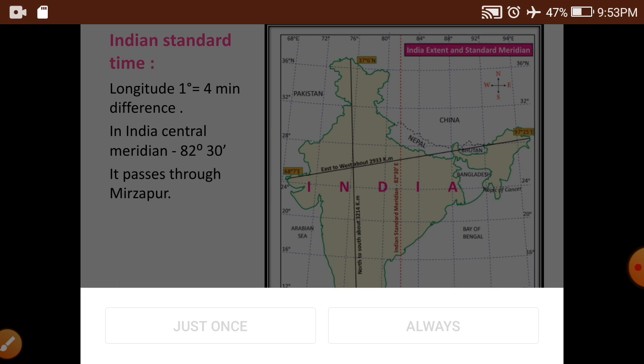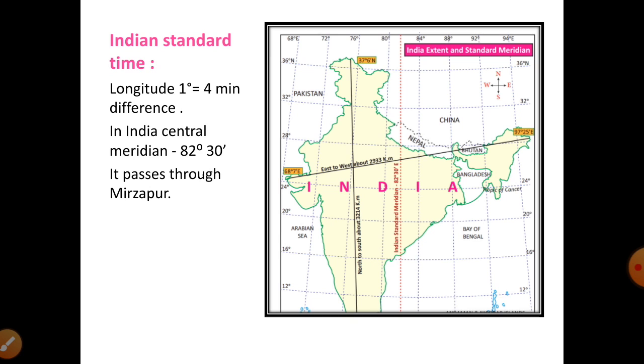Likewise, from east to west, extension is 2933 kilometers and it is calculated from Gujarat in the west to Arunachal Pradesh in the east. From this map, you can clearly understand the Tropic of Cancer will divide our country into two halves.